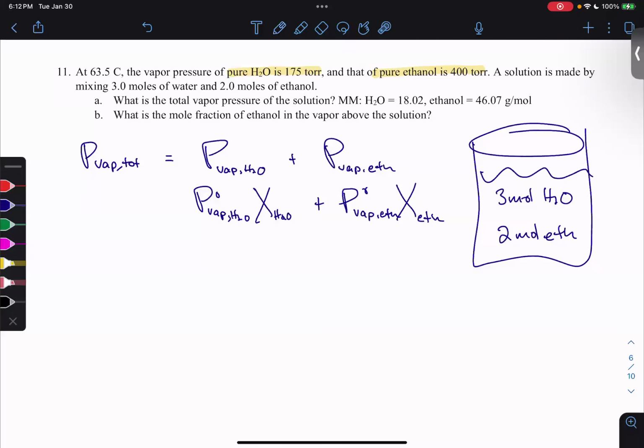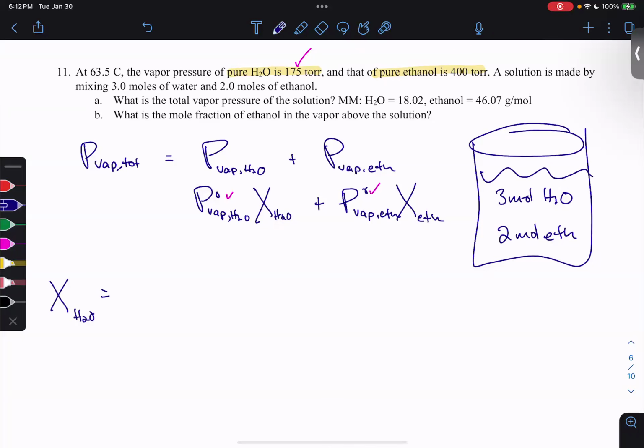Because we're trying to calculate the total vapor pressure of the mixture, do we have the vapor pressure of water in its pure form? Yes, we do. It is 175. Do we have the vapor pressure of ethanol in its pure form? Yes, we do. So it looks like all we need to calculate is the mole fraction of water and the mole fraction of ethanol. So to do that, we'll just go to the side here.